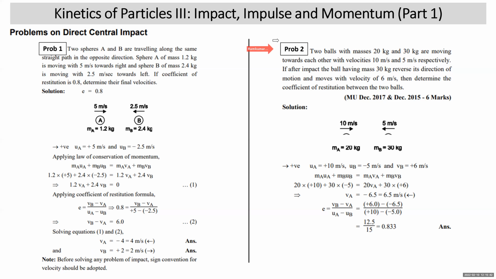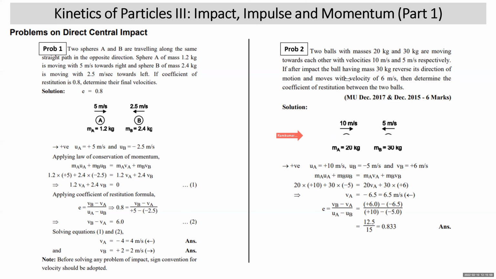Problem number 2. Two balls with masses 20 kg and 30 kg are moving towards each other with velocities 10 meter per second and 5 meter per second respectively. It's more or less identical to what we have come across in the last problem.